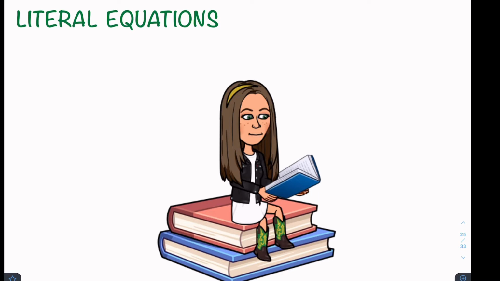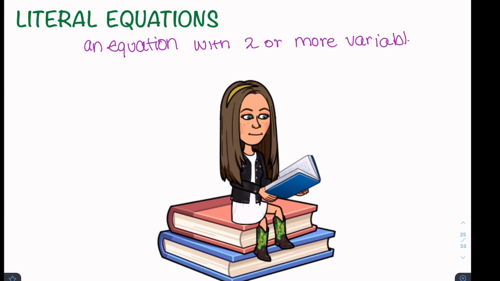A literal equation is exactly that. An equation, please write this down, with two or more variables. What's different now is that we have more than one. Yes, you've had more than one in multi-step, but it was the same one. So you now have two or more, and two or more different types.